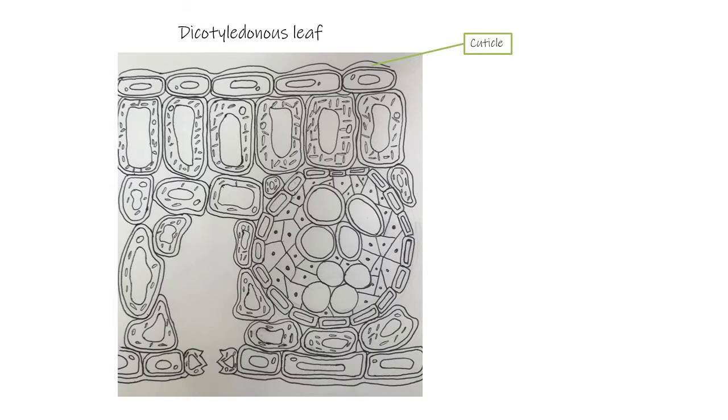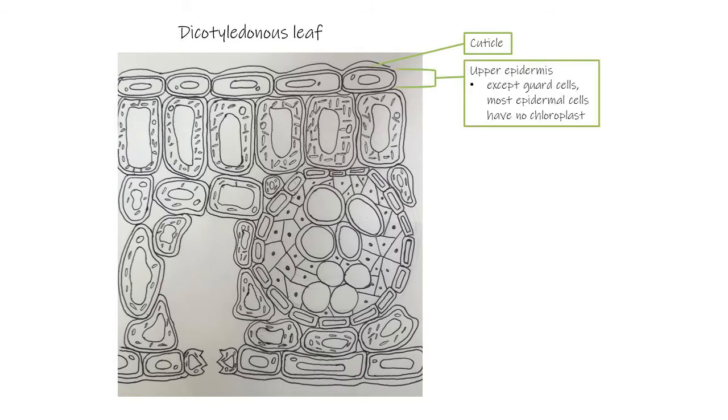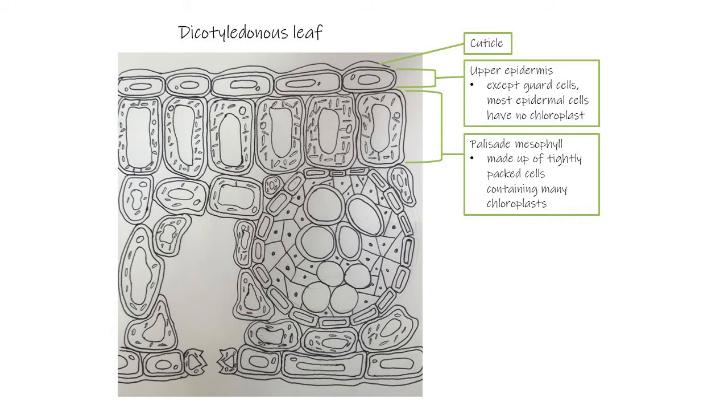From top to bottom, the leaf is covered by a cuticle. The cuticle, sometimes known as the waxy cuticle, is a layer of wax that is waterproof and prevents water from diffusing to the upper epidermis. Then, it is the upper epidermis. Except for the guard cells, most epidermal cells have no chloroplasts. The following layer is the palisade mesophyll, made up of tightly packed cells containing many chloroplasts. This is the layer in which most of the photosynthesis takes place.